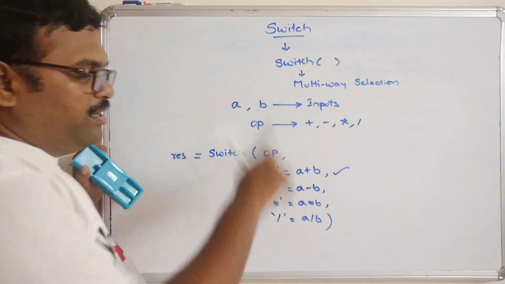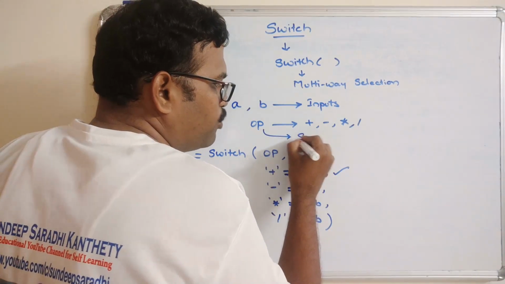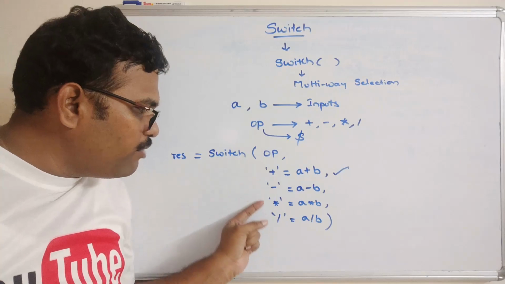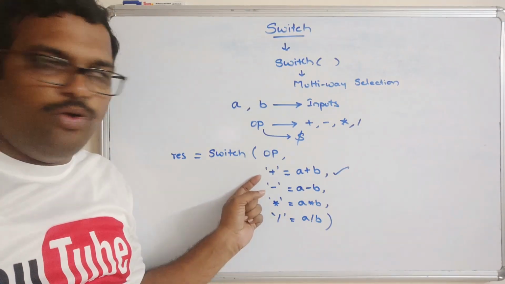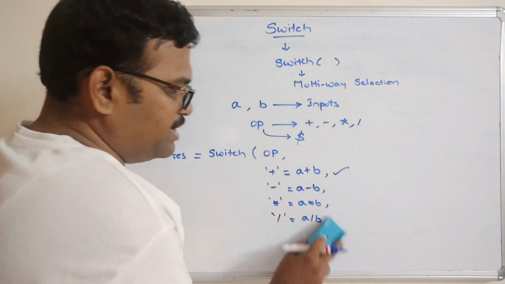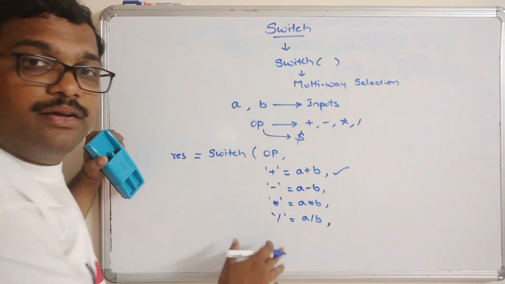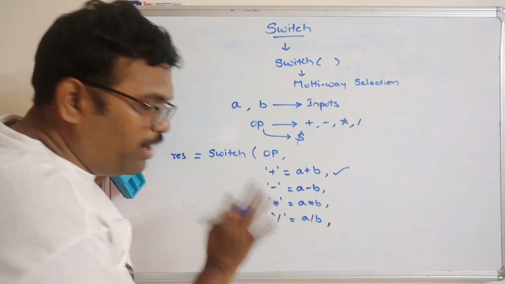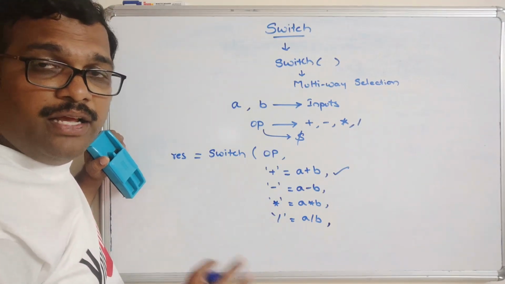So similarly here. What happens if the OP is given as some dollar symbol? That means it doesn't match with any one of these operators, any one of these cases. In that case, we need to give an unmatched case, which should not be assigned to any other string expression.